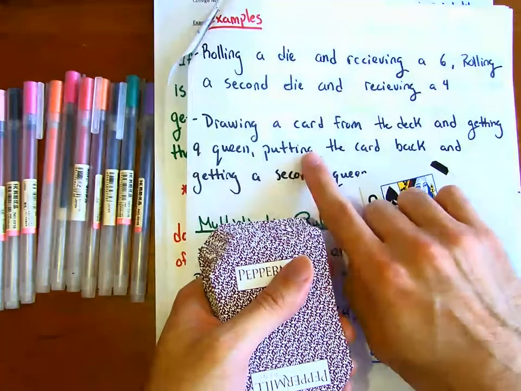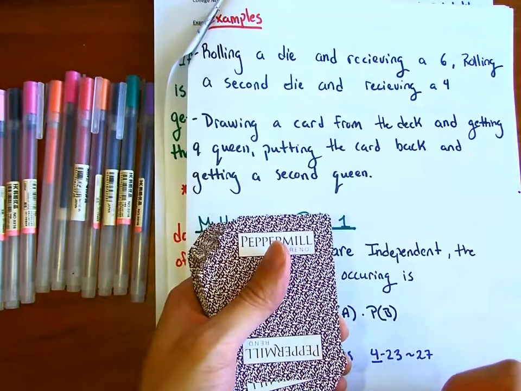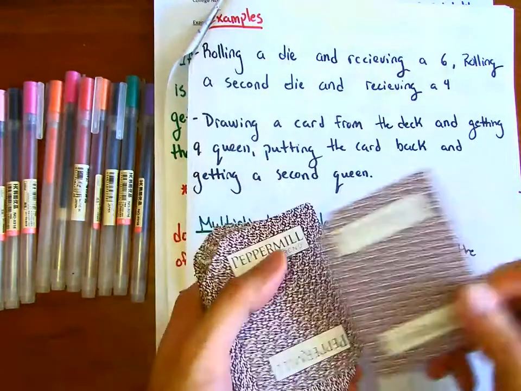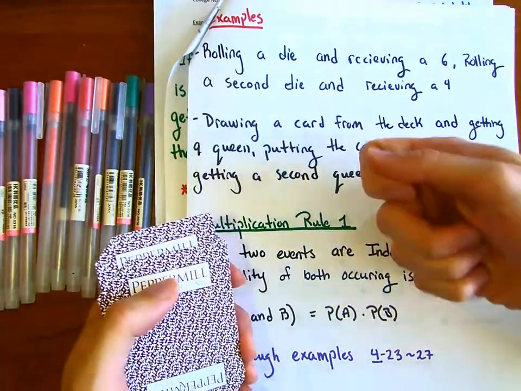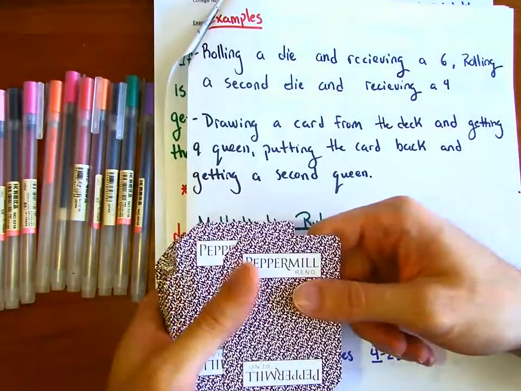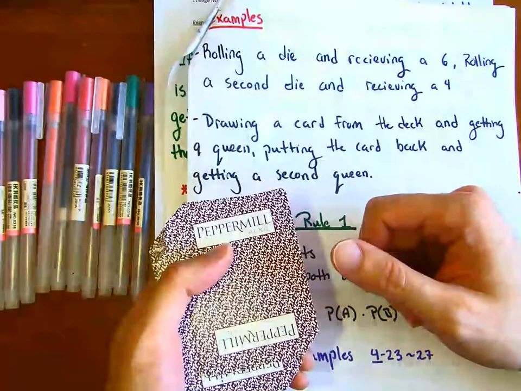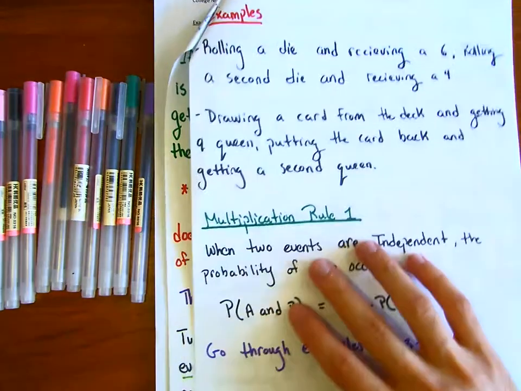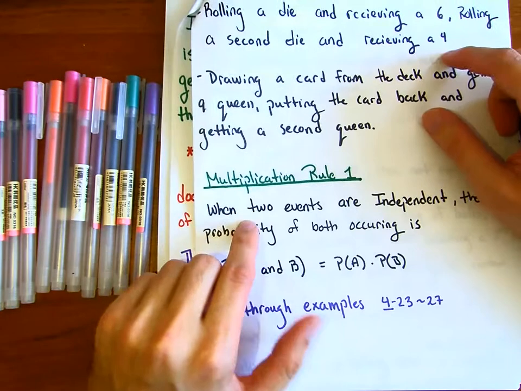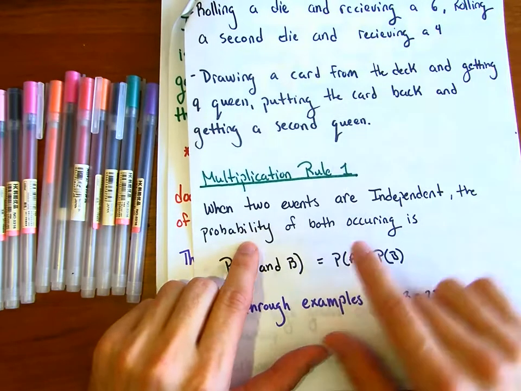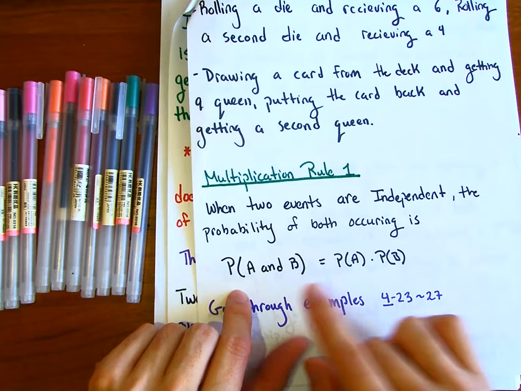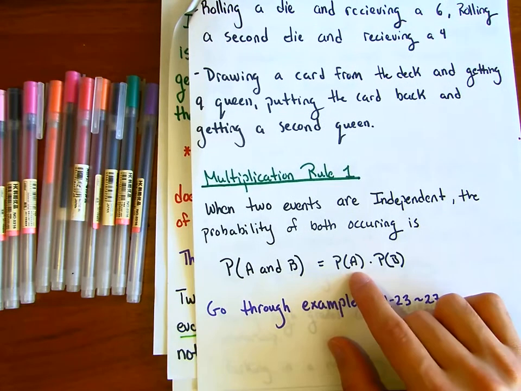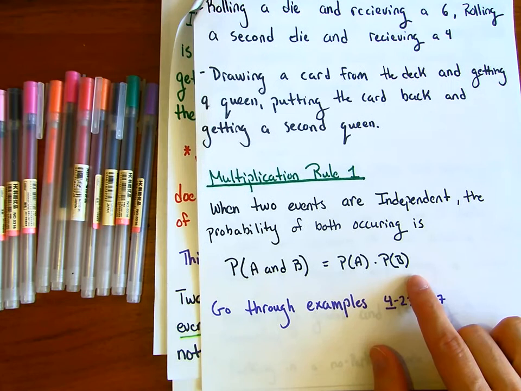But let's say I put this card back and then ask, what's the probability of getting a second queen? Notice that when you put the card back into the deck, you still have 52 cards. Now, when two events are independent, the probability of both occurring, the probability of A and B, is equal to the probability of A times the probability of B.